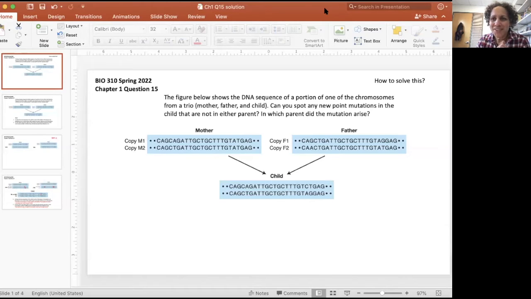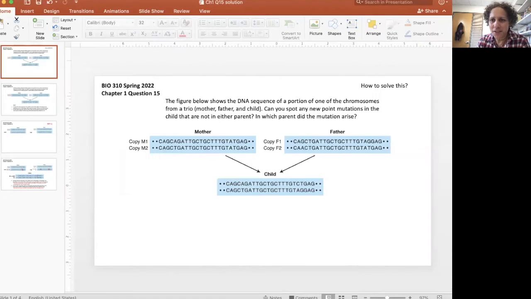All right. So this is problem 15, and this is, I think, the hardest problem in the homework. This question is providing us with a genomic sequence of two parents and then of their child. And it's asking us to try to identify any new mutations that have arisen in this sequence that are not found in either of the parents. So a new mutation that occurred during replication, probably as part of meiosis.